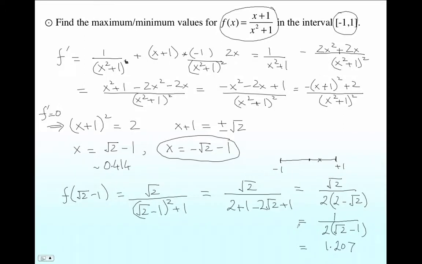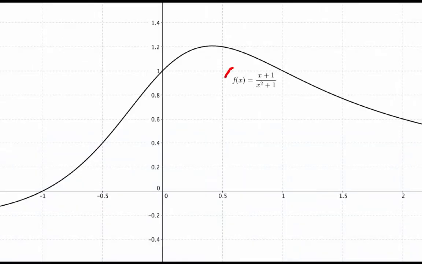That should be the extreme value, but is it a maximum or a minimum? Indeed, looking at this function f of x equals x plus 1 over x squared plus 1, you see that the maximum occurs at square root of 2 minus 1, so that's 0.414, which is over here, and the maximum is indeed 1.2 something, which you can see immediately from here.